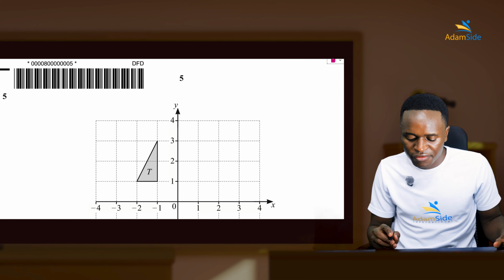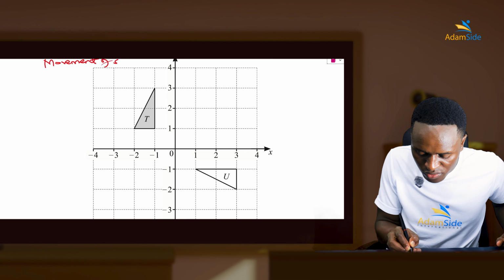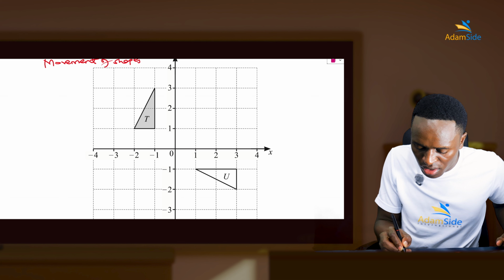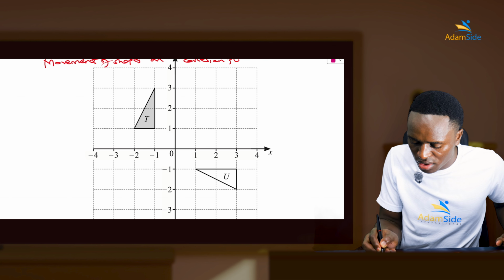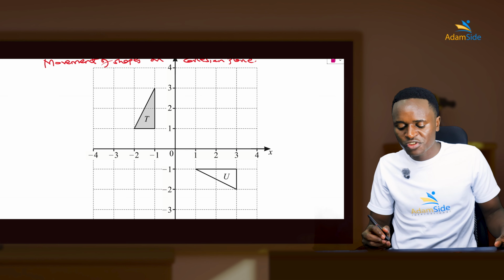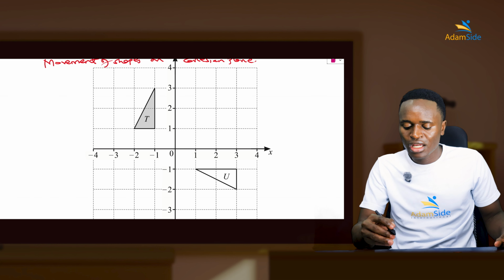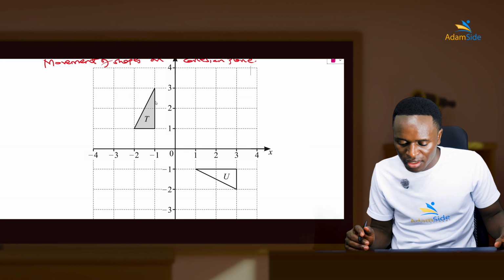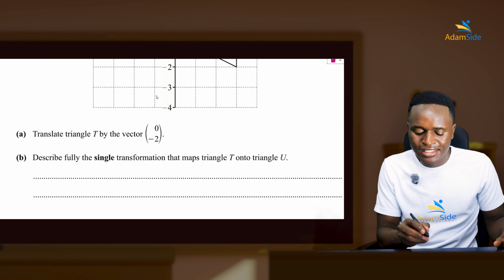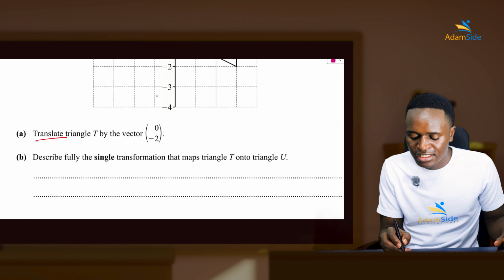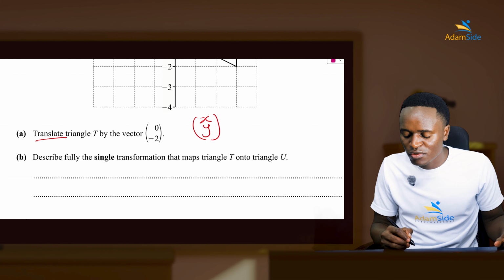Question number 5. This comes from the topic of movement of shapes on the Cartesian plane. Here an object is being moved along the x and y. So then we go down. It says translate triangle T by vector (0, -2). That means vector, remember, is written in terms of x and y.